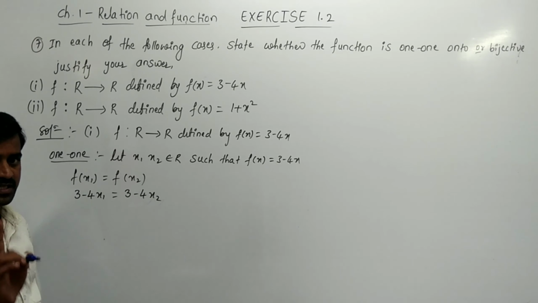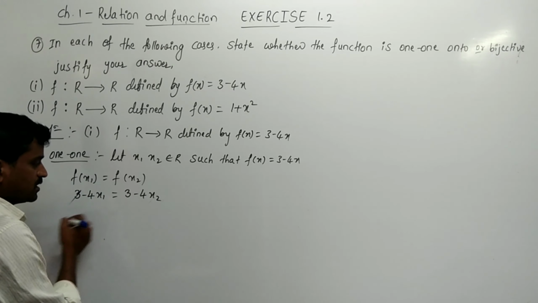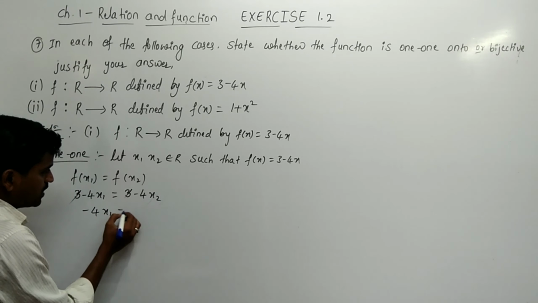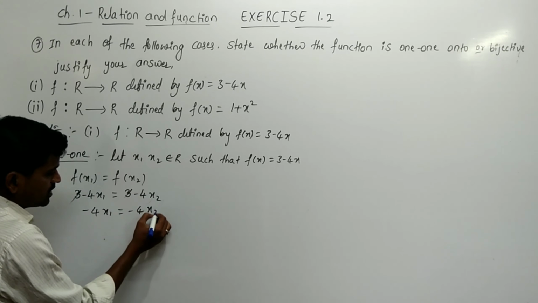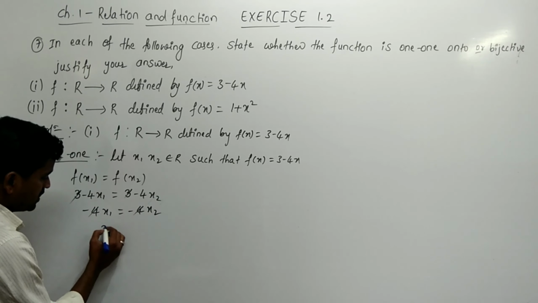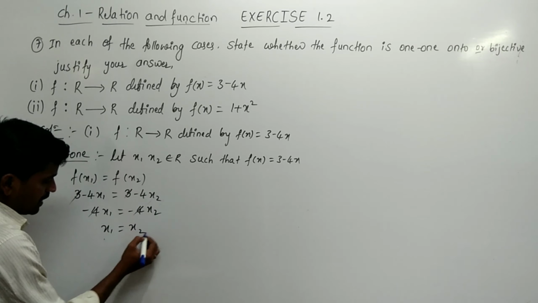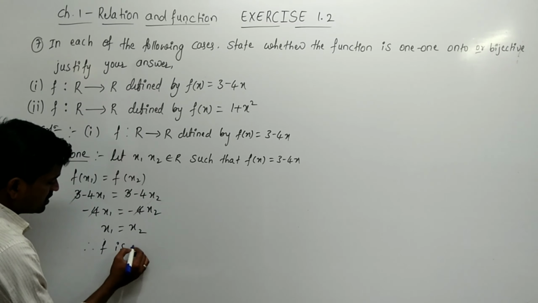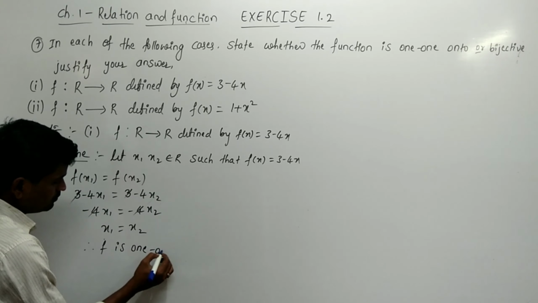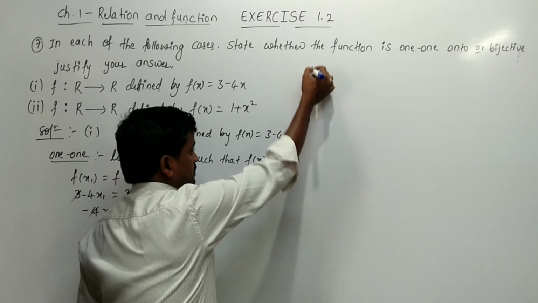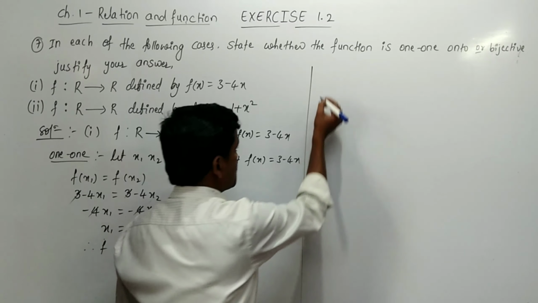The same value on LHS and RHS gets cancelled. 3 and 3 get cancelled. Minus 4x1 is equal to minus 4x2. Then minus 4 cancelled, x1 is equal to x2. Therefore function f is one-one. Second, onto.